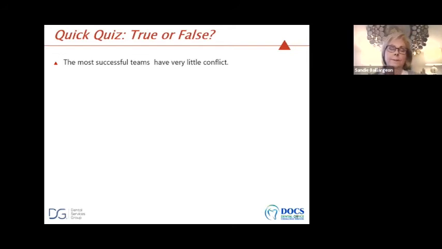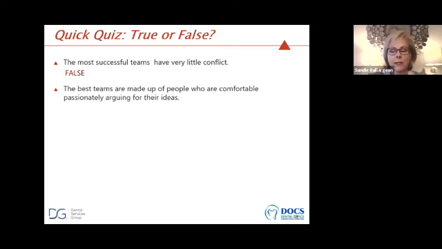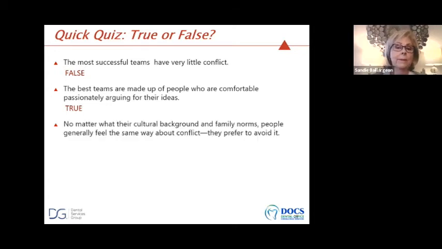So, quick quiz. The most successful teams have very little conflict. The answer is false. Normally I'd be asking you this in a group and you'd be responding to me, so I'm going to respond on your behalf. The best teams are made up of people who are comfortable passionately arguing for their ideas, and the answer is true. You get more ideas, and especially when people are passionate about it, it means that they're emotional about it, and that means that they're engaged and they care about the outcome.